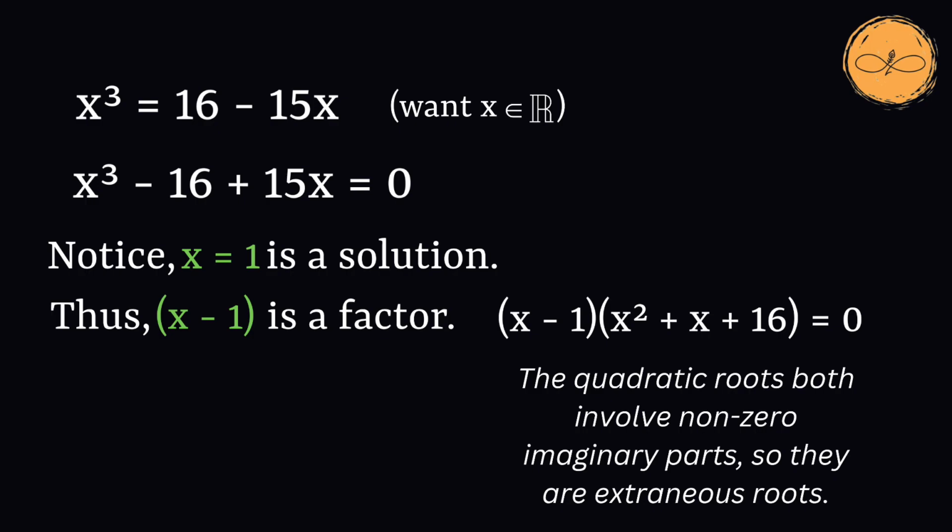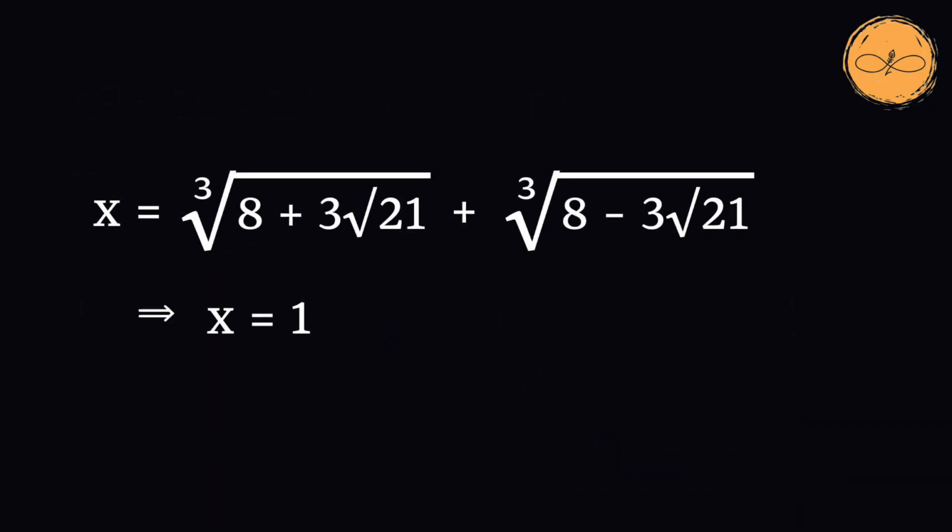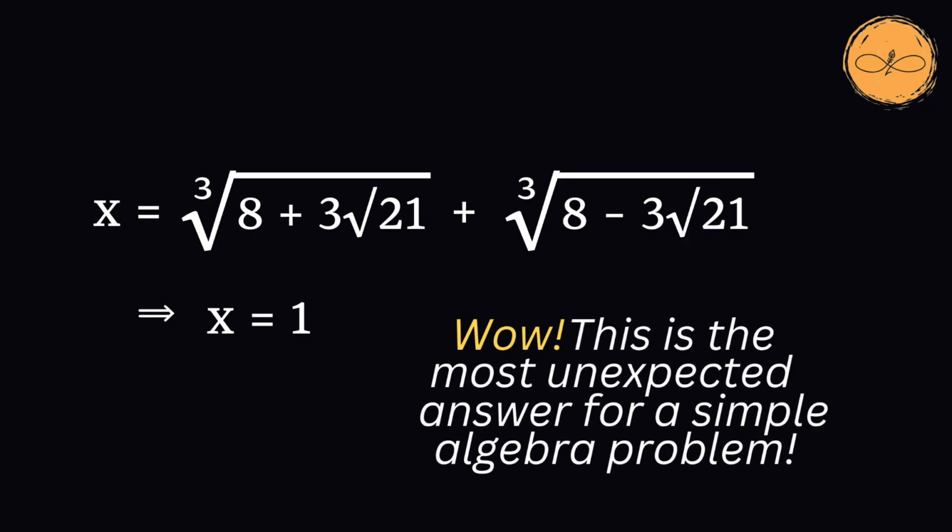We can solve the quadratic using the quadratic formula, but we'll learn that the quadratic roots both involve non-zero imaginary parts, so they're extraneous roots. They can't be the answer to our original problem, because we're looking for a real value of x. This means the answer is x is equal to 1. Wow, this is a most unexpected answer for a simple algebra problem.